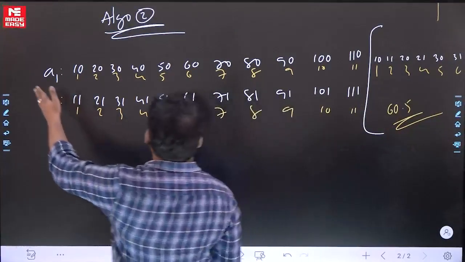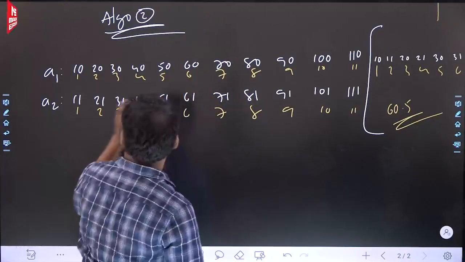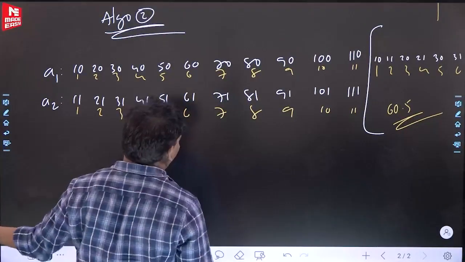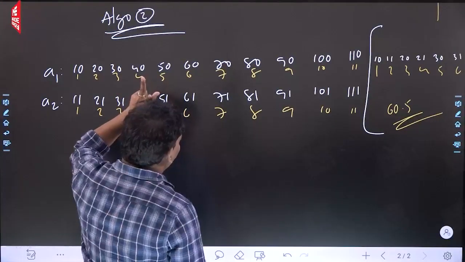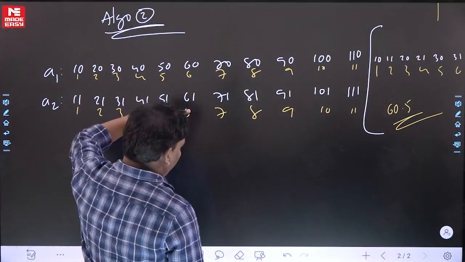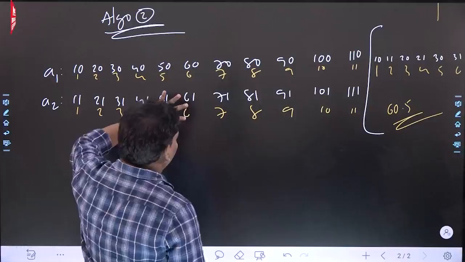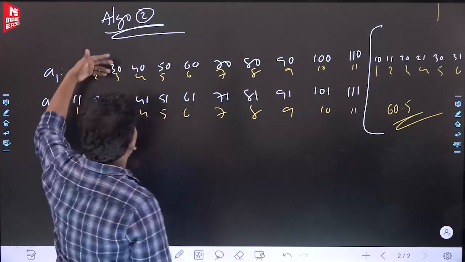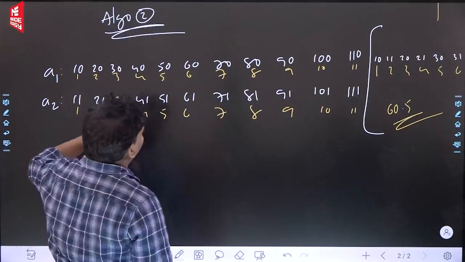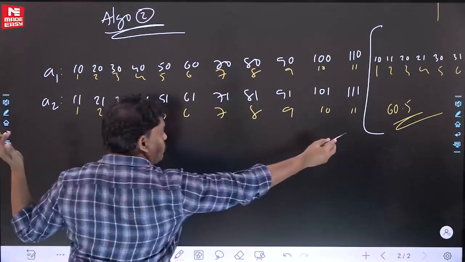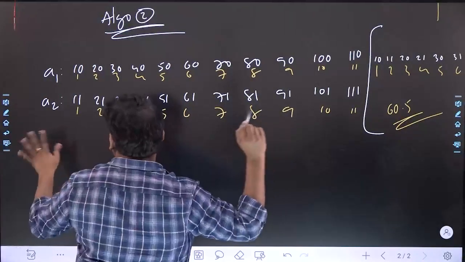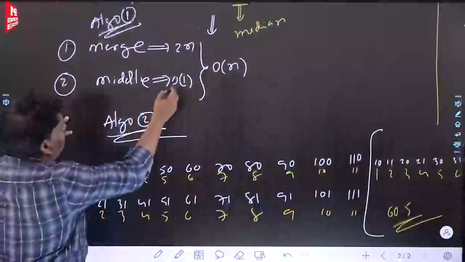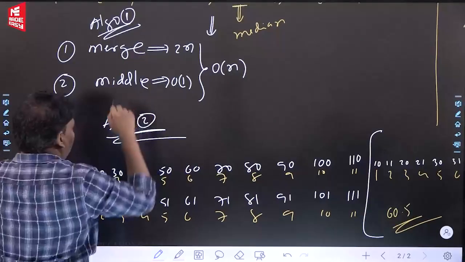A1 contains how many elements? 11. A2 contains how many elements? 11. Both are of equal size, because the problem mentions there are two sorted arrays, each of size n. You want to find the median of the union sorted array. One algorithm I explained, with the answer 60.5. The time complexity of Algorithm 1 is order of n, using the merge algorithm.